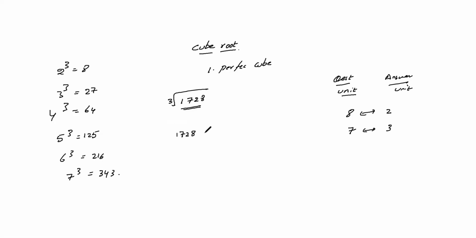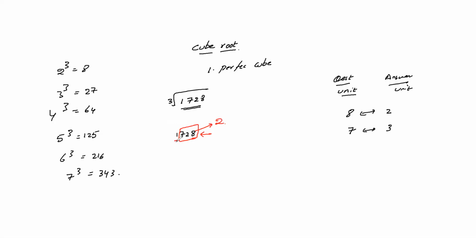First the unit digit. As usual, from the right side, I'm going to make a set, a pair. Earlier when we saw squares, we took 2 digits as a set. Now because of the cube we have to take 3 digits as a set. So 728 is one set and 1 is the other set. The unit digit of the question is 8, so the answer's digit will be 2.